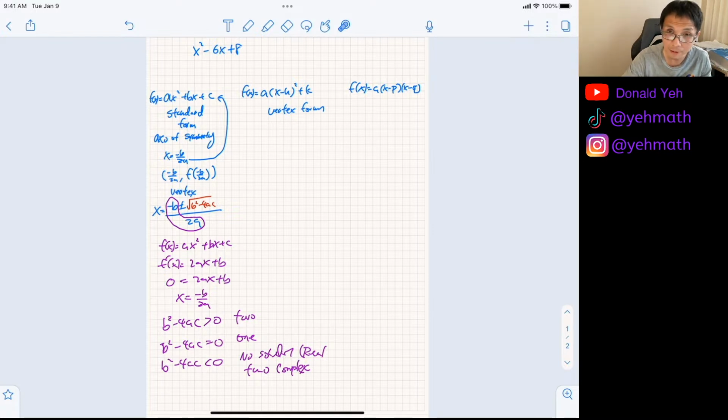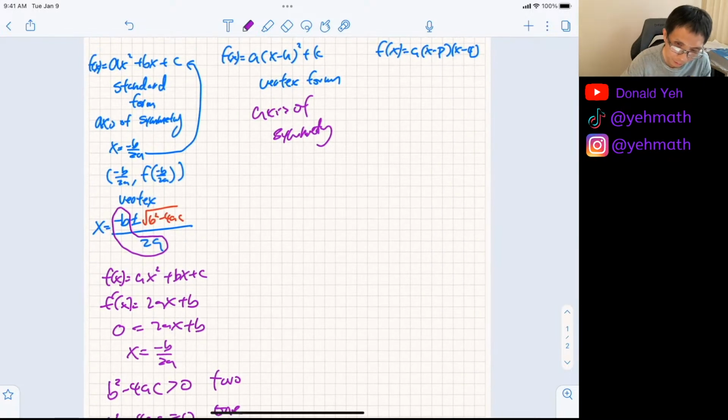So does that make sense? Does everybody understand? And this is the axis of symmetry. And why do I cover this? Because this one question could involve multiple questions. Is x equal to h? And the vertex is going to be h and k.